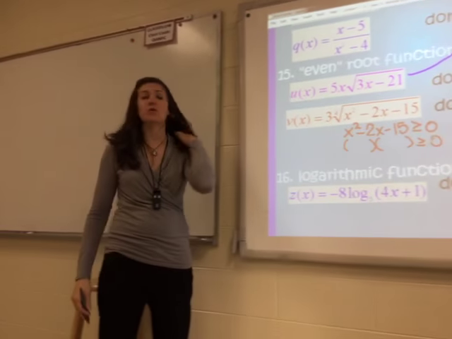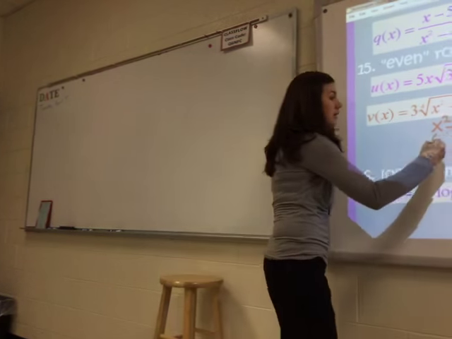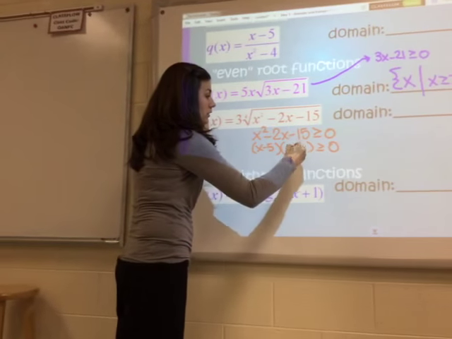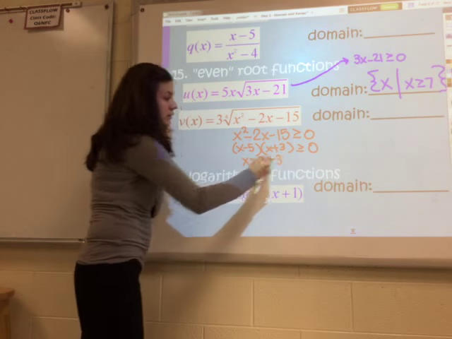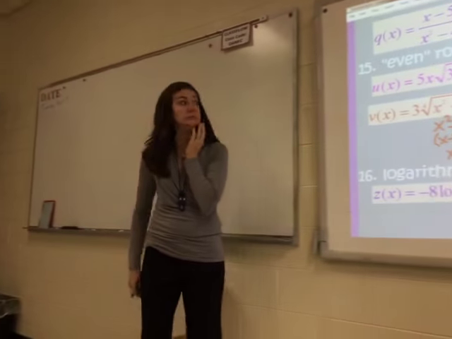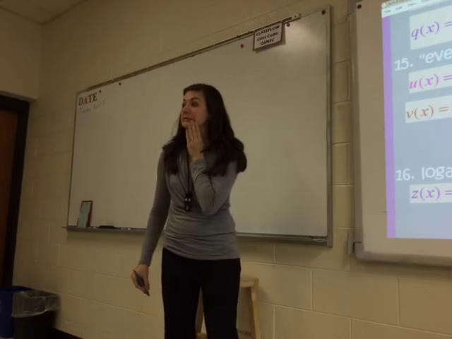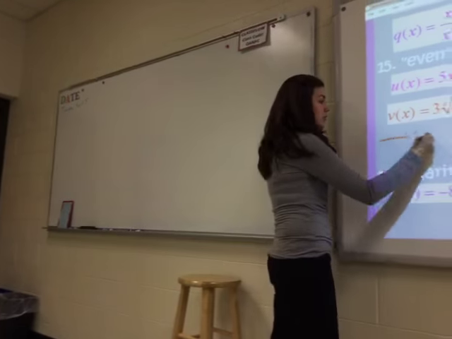What's it factor into, Colton? Positive or negative 5 and positive 3. Negative 5 and positive 3. So what are my x values? 5 and negative 3. Do you remember what to do with those? You have to plug them back in and make sure it's greater than or equal to 0. Yeah, I have to figure out where it's greater than or equal to 0.